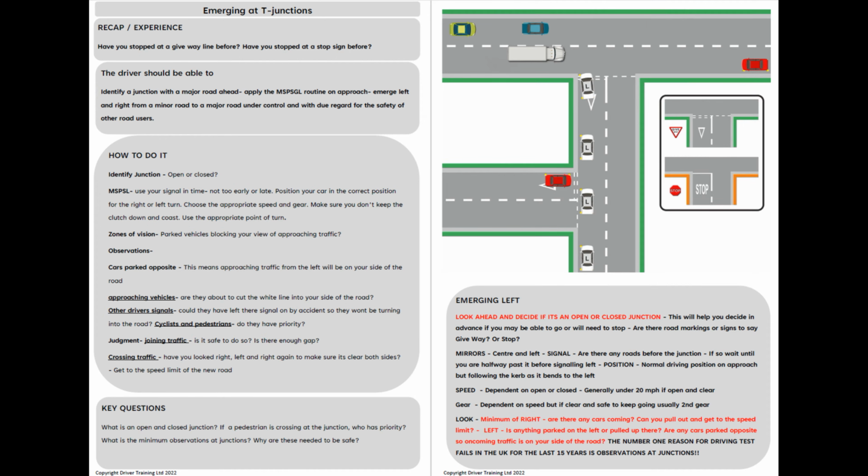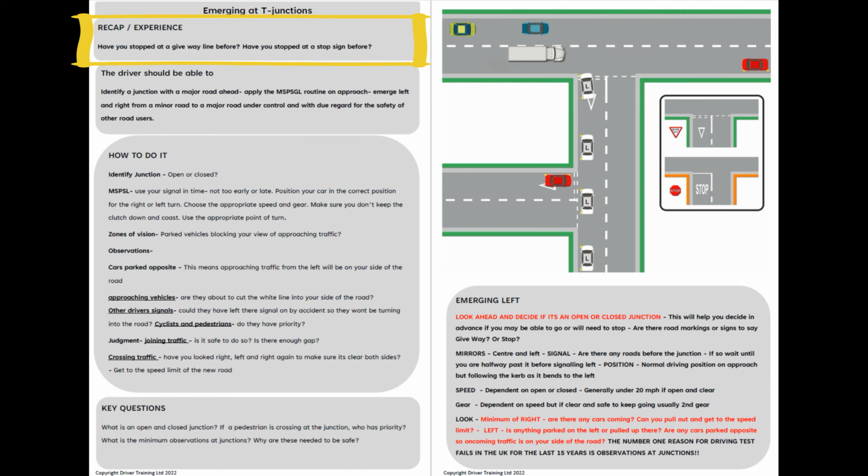So the first thing we need to do is open our briefing folder, and the first box is recap and experience. Have they done this before? If they have, then you can just use the questions at the bottom of the page just to see what their knowledge of the subject is. If they haven't, have they done anything similar? Well, they would have done left turns and right turns.